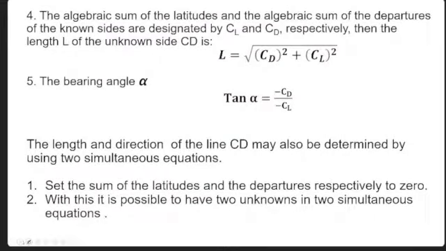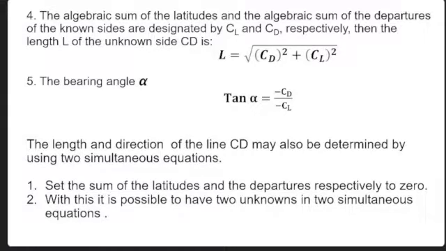So the algebraic sum of the latitude and the algebraic sum of the departure are designated by CL and CD. We said that earlier. For the length, the formula is L, or length, equals the square root of CD squared plus CL squared, and tangent alpha is negative CD over negative CL. Those are the steps to determine the length and bearing of our omitted measurement in one side.